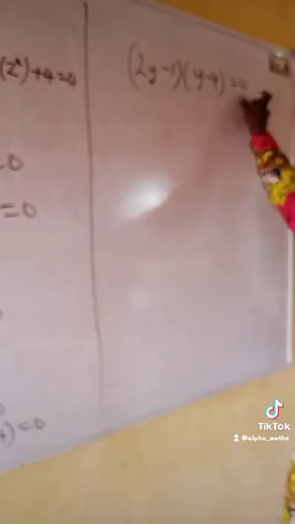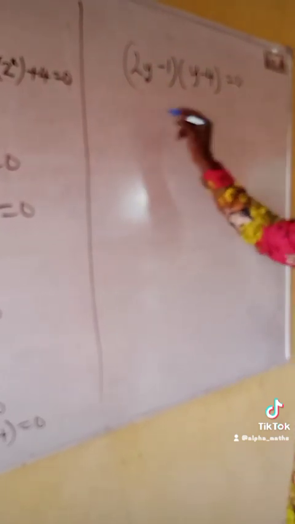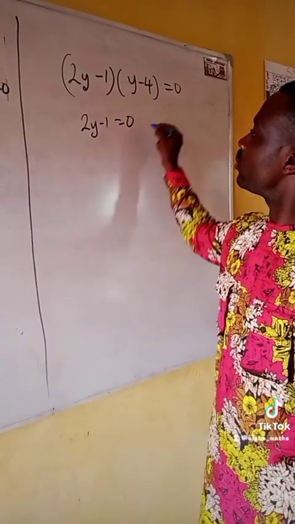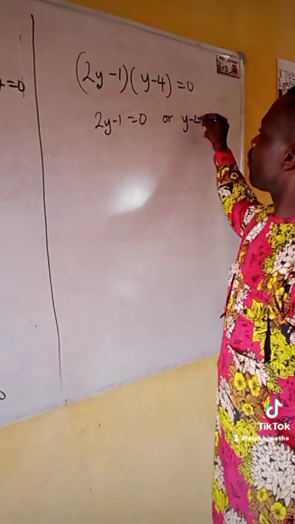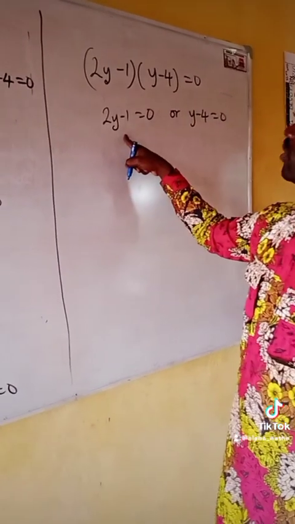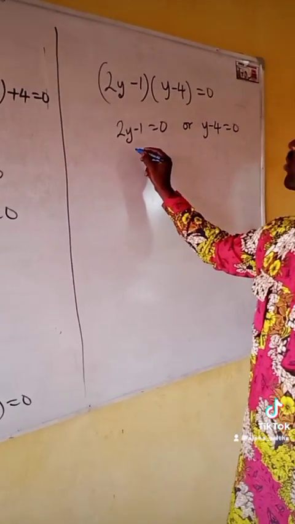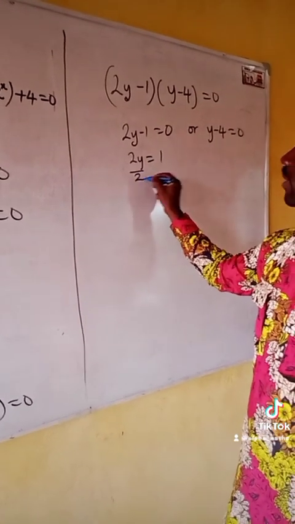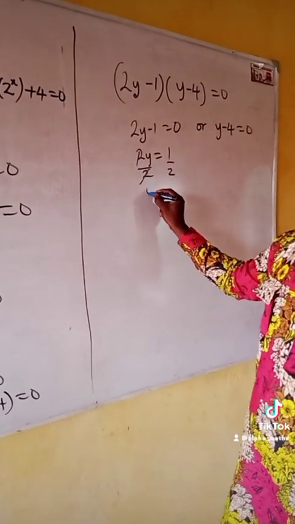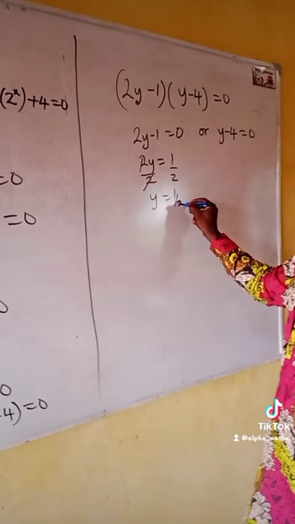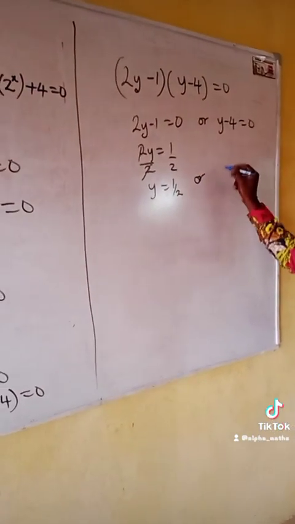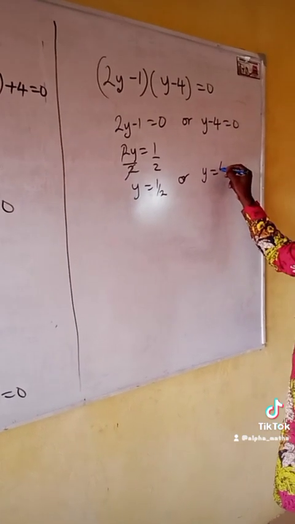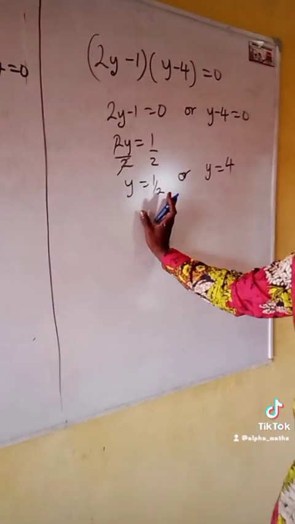If this and this equals 0, that means one of the components is equal to 0. Then you have 2y minus 1 equals 0, or you have y minus 4 equals 0. Then from here, you make y the subject of the formula. You see that 2y equals 1. Then divide both sides by 2, and you have y equals 1 over 2. Or y minus 4 equals 0, the 4 comes over here and y equals 4. Is either y is half or y is 4.